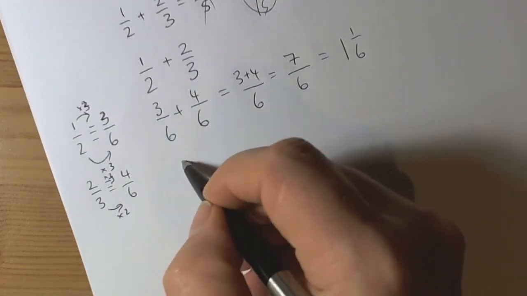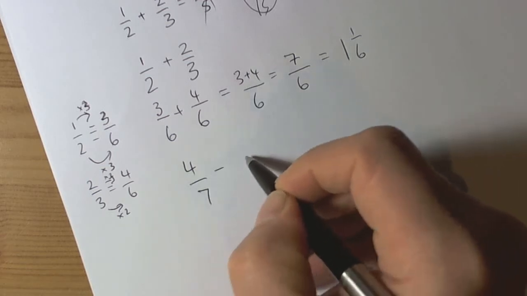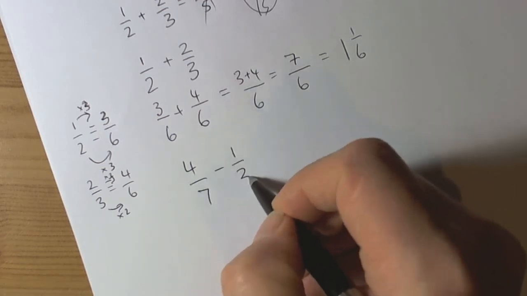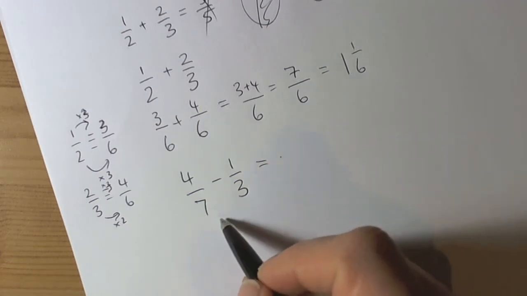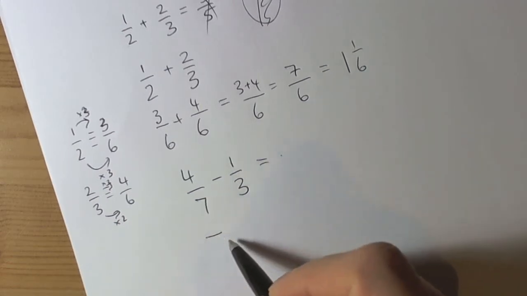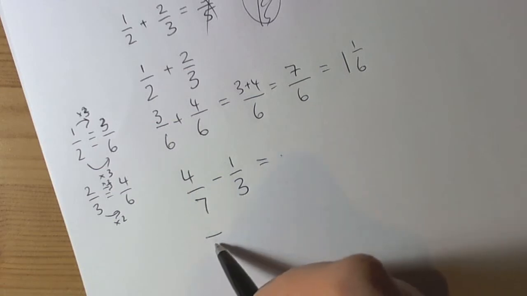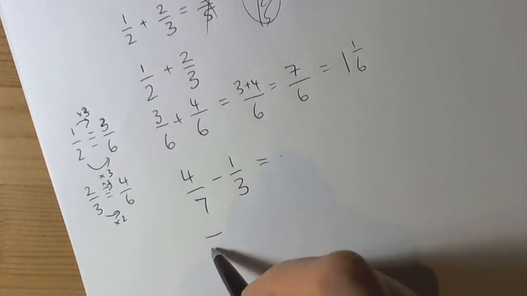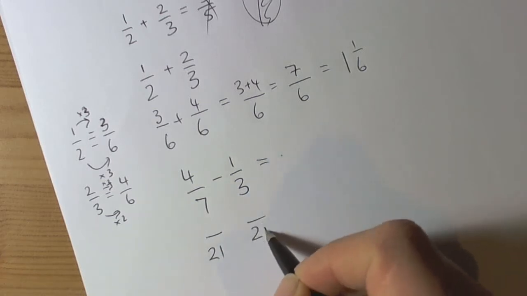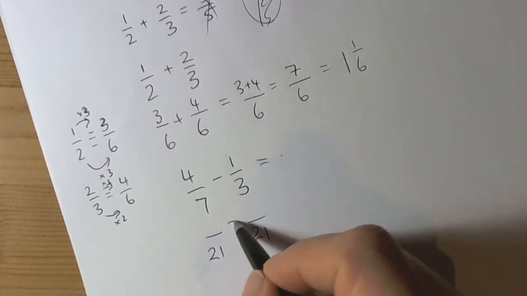Another example, I might want to do 4/7 take away 1/3. Well, again, I need a common denominator, so I'm going to turn them into 21sts, since 7 threes are 21. I'll go through my 7 times table and my 3 times table. The smallest number that's in both is 21. So I'm going to turn them into 21s on the bottom, doing a takeaway.